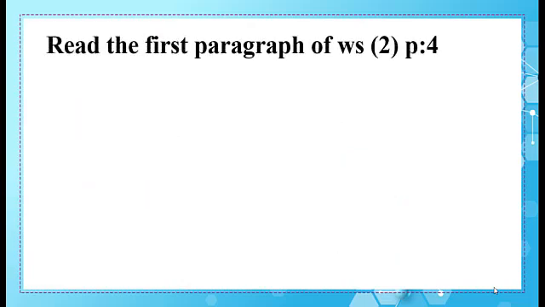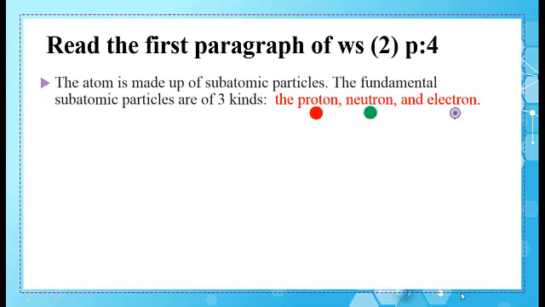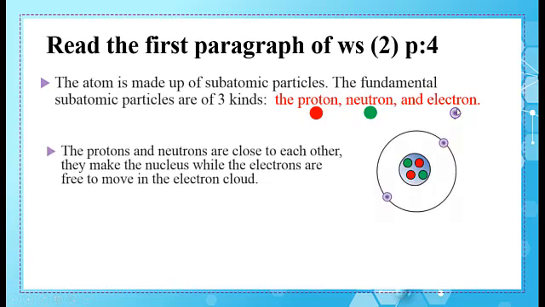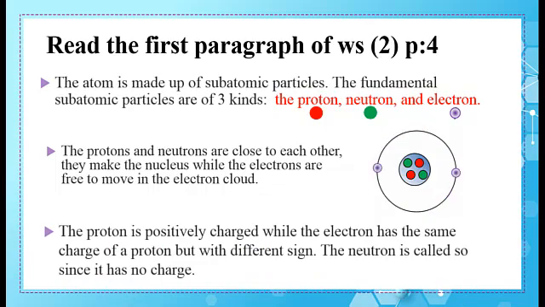In order to find out, let's read the first paragraph of Worksheet 2, page 4. The atom is made up of subatomic particles. The fundamental subatomic particles are of three kinds: the proton, the neutron, and the electron. The protons and neutrons are close to each other. They make the nucleus, while the electrons are free to move in the electron cloud. The proton is positively charged, while the electron has the same charge as a proton but with a different sign, which means it's negatively charged. The neutron is called so since it has no charge, which makes it neutral.